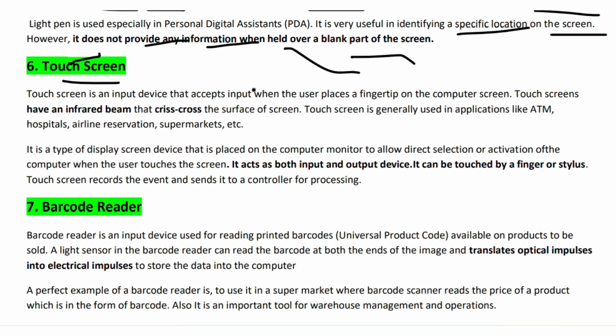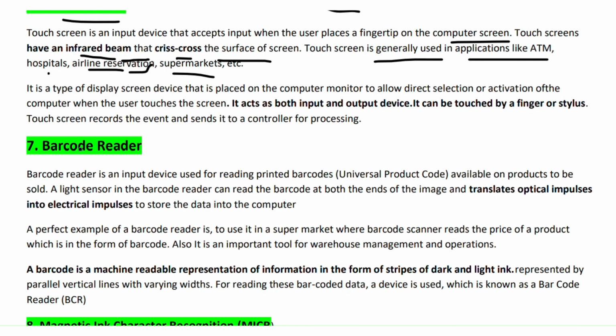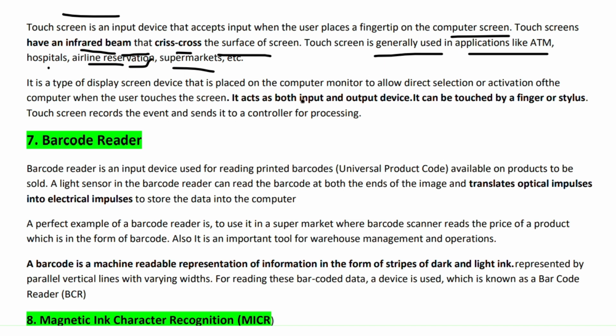Touch screen is an important input device. क्या होता है? It accepts input when the user places a fingertip on the computer screen. Touch screens have an infrared beam that crisscrosses the surface of a screen. Touch screen is generally used in applications like ATM, hospitals, airline reservations, supermarkets, etc. It is a type of display screen device that is placed on a computer monitor to allow direct selection or activation of the computer when the user touches the screen.